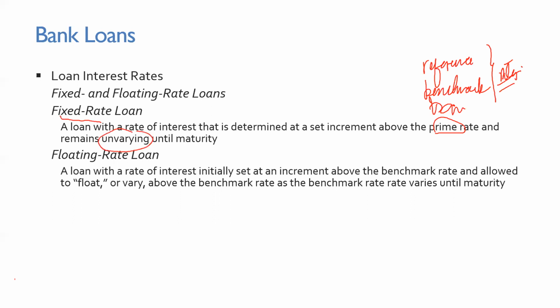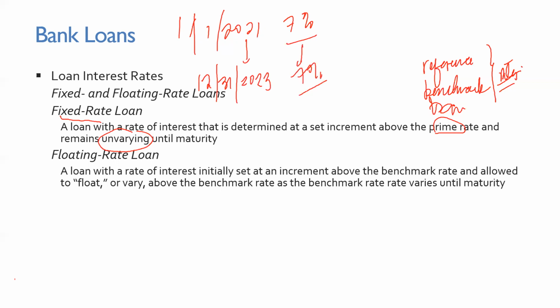Okay, so for example, on January 1, 2021, you borrowed at 7%. And that loan is to be paid by December 31, 2023. That loan, if it is a fixed rate interest, will still pay 7% interest all throughout. A floating rate loan, on the other hand, is initially set at a rate and then it varies until its maturity.